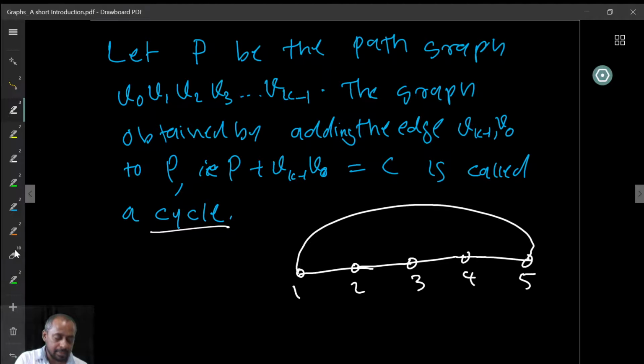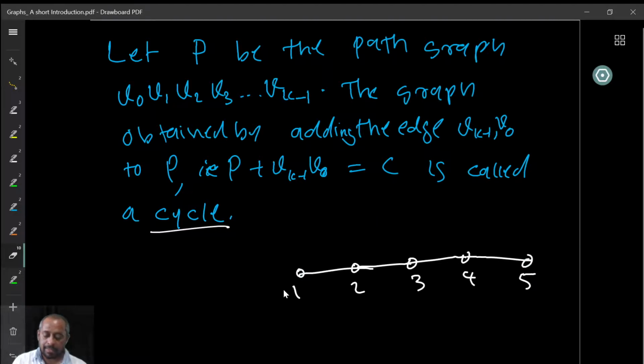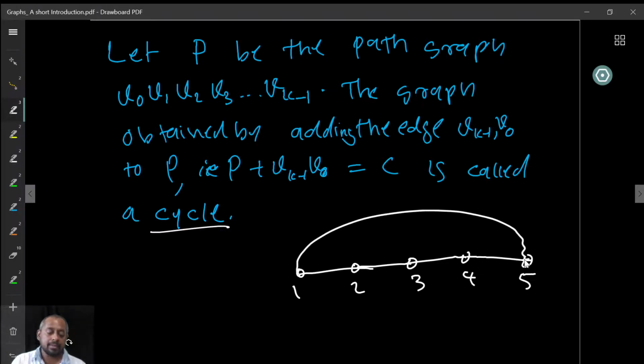Now, let us say that you are given a path, say 1, 2, 3, 4, 5. What I do is add an edge between the endpoints of this path, and then I make a new graph. This is called a cycle. So given a path, let's say v0, v1, etc., v(k-1), the graph obtained by adding the edge v(k-1) to v0 is called a cycle. I usually denote it by C, and this cycle is an example of a graph.